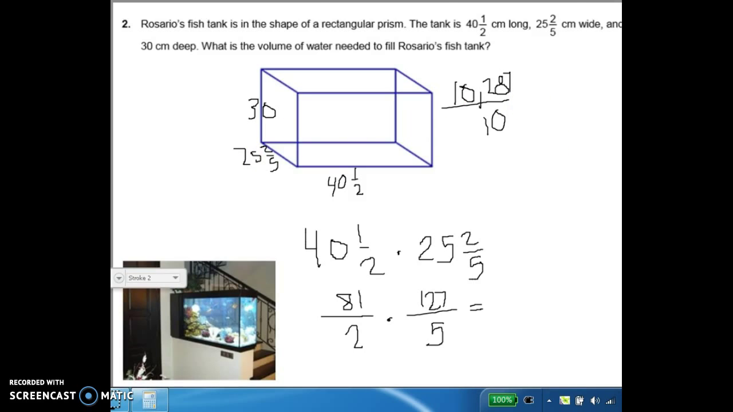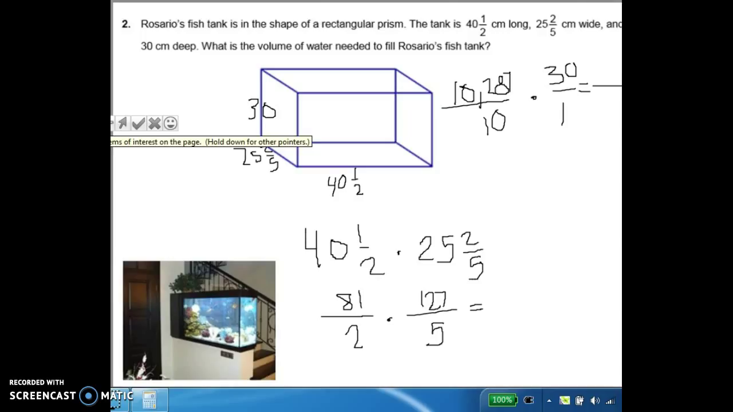and to make it a little bit easier, I'm going to do it 30 over 1. I'm going to just take that whole number and make it a fraction so we can multiply our numerators and our denominators. So as you're multiplying that, see if you can use cross multiplication at all to help you come up with a simpler answer right from the start.